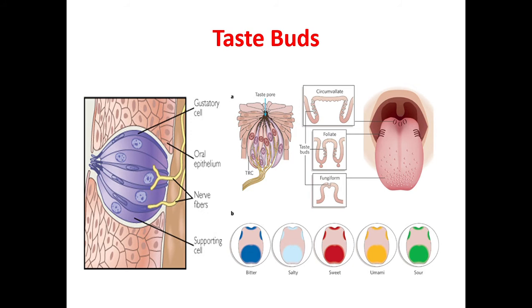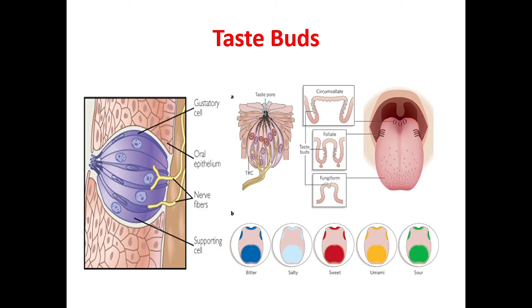We have the taste buds. On our tongue, we have the taste pores. Under it, we have the cells for tasting different food. Now, we have the gustatory cell that is in collaboration with the oral epithelium. Here we also have the nerve fibers that innervate the cell.